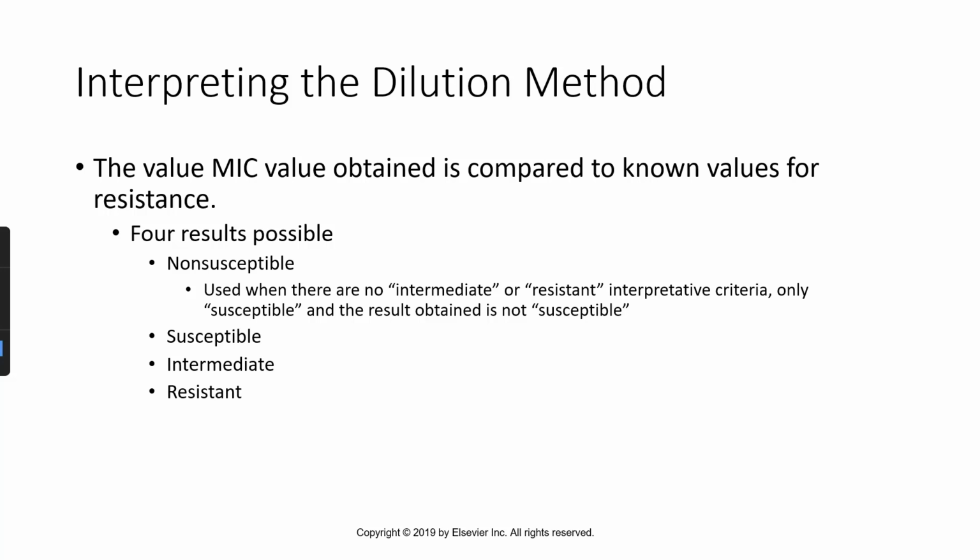Susceptible means that the bacteria is susceptible to the antibiotic. In other words, the antibiotic kills the bacteria. Intermediate is an intermediate range where some bacteria may die, others may not. And resistant means that the bacteria resists the antibiotic, so the antibiotic does not kill the bacteria. The bacteria grows in the presence of the antibiotic.